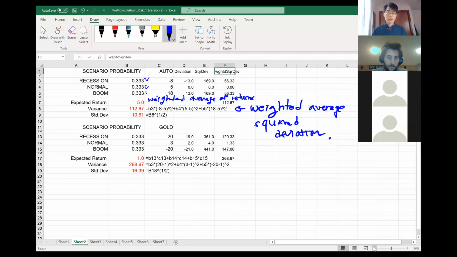And once we calculate the variance, the square root of that variance is the standard deviation. So we use this as a measure of risk of an asset, right? So this is the expected return. This is the risk. Okay, so expected return of auto stock is 5%. Risk is at 10.61%. Okay, and we can do the same thing for the gold, right? And in case of the gold, expected return is only 1%, and the standard deviation is 16.39.